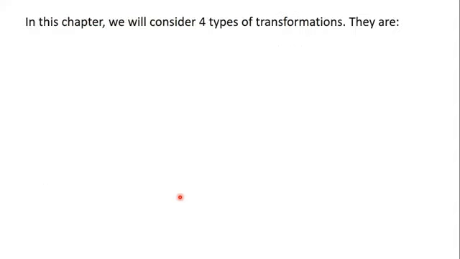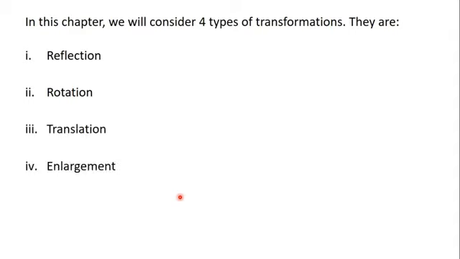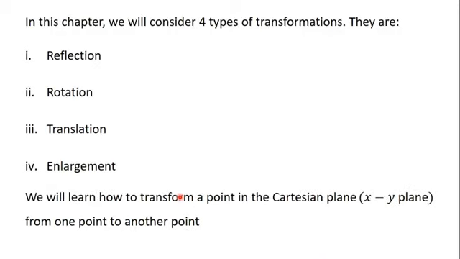In this topic, we are going to consider four types of transformations. They are 1. Reflection, 2. Rotation, 3. Translation, and 4. Enlargement. So we will take these four types of transformations and we will consider them one after the other. For each one of them, we will learn how to use it to transform a point in the Cartesian plane or the XY plane from one point to another.